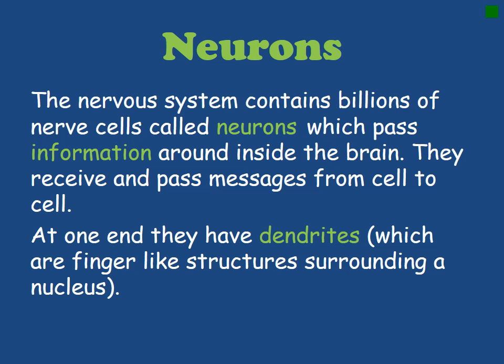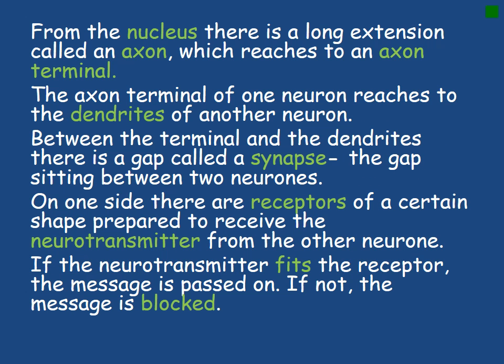Now, neurons are nerve cells, and they're passing the information around the body and around the brain. At one end, they have dendrites. From the nucleus, there is a long extension called an axon, which reaches to an axon terminal. The axon terminal is one end of the neuron that will reach to the dendrite of another neuron, and the gap between them is what we call the synapse.